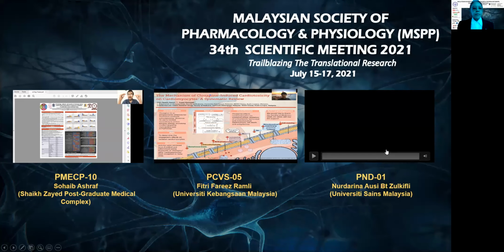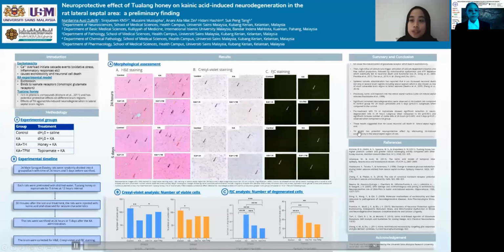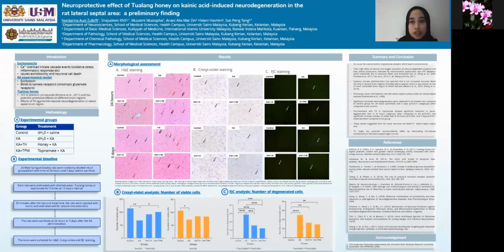Okay, can start now. Neuroprotective effect of Tualang honey on kainic acid-induced neurodegeneration in the lateral septal region. Briefly, the kainic acid model has been widely used to study the mechanism behind various types of neurodegenerative disease. Upon binding to glutamate receptors, kainic acid triggers a cascade of events which eventually results in neural cell death. Tualang honey is rich in phenolic compounds and has a potential protective effect on different brain regions. However, its effects on kainic acid-induced neurodegeneration in the lateral septal region haven't been studied.